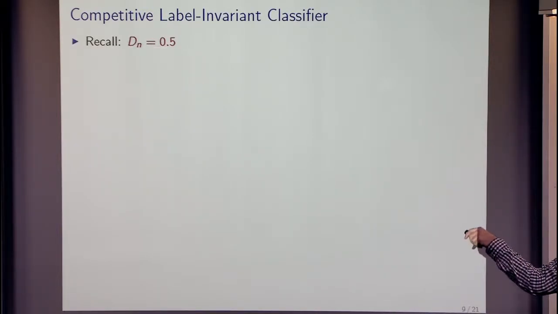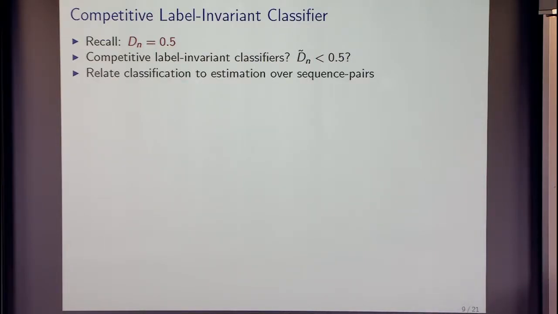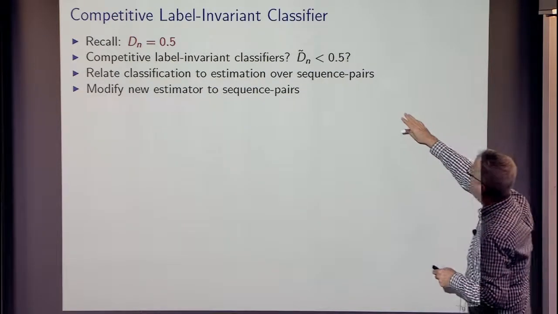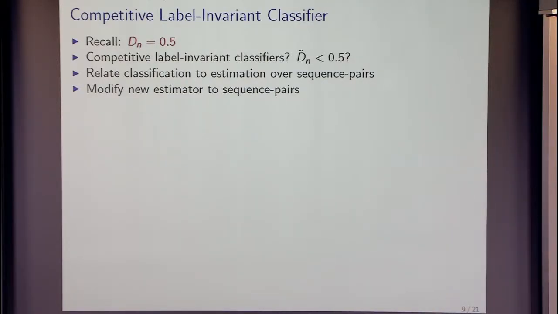So again, recall the label non-invariant case. The best you could do is 1/2 away. And the question is whether for a label invariant classifier, you can do better than 1/2. And what you can do is relate this classification to estimation of a sequence of pairs, because you observe a sequence of x and y's. And you remember that for what we described last time, you had an estimator that, when you looked at the combined probabilities, achieved the best that you can, and the error went down to 0.